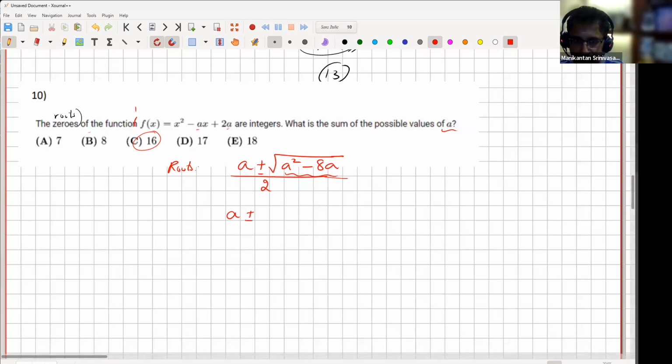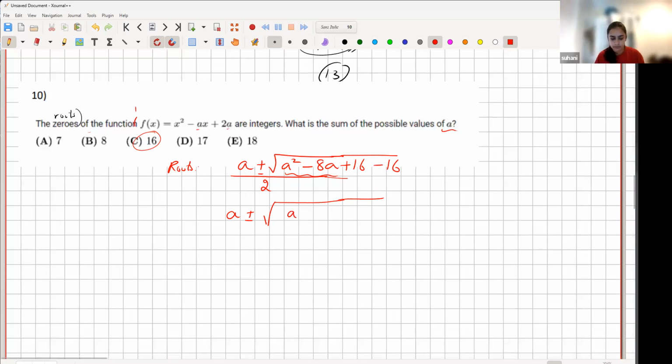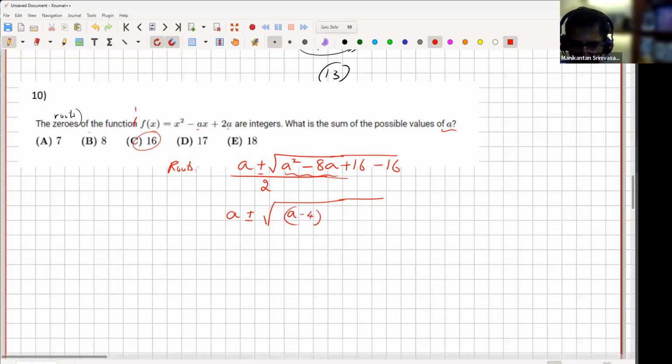A plus or minus square root of, always completing the square will come in handy. Let's complete the square. A square minus 8a. How do I complete the square? I'll add plus 16 and minus 16. Completing the square, all of you know, right? The trick. All of you okay with completing square? Suhani, you're okay with completing squares? Yes, sir. Okay. So this is a minus 4 whole square minus 16 whole upon 2.